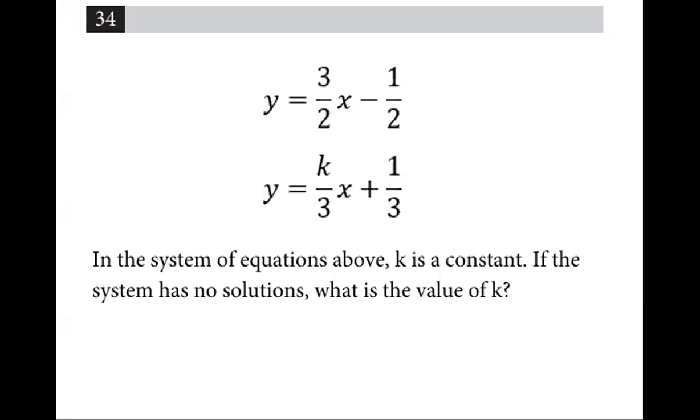Okay, so for question 34, we have y equals 3 over 2x minus 1/2 and y equals k over 3x plus 1/3. In the system of equations above, k is a constant. If the system has no solutions, what is the value of k? So for there to be no solutions, you have to have different intercept values, but the same slopes. So in this case, these intercept values are very different. So we just need to make sure that these slopes are the exact same.